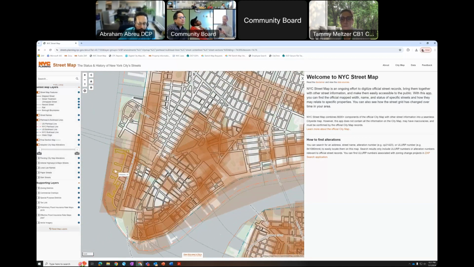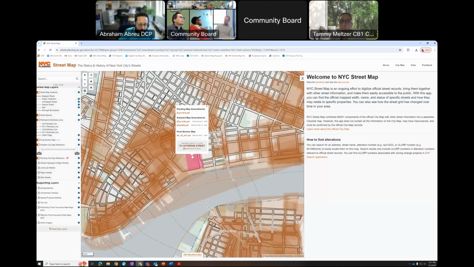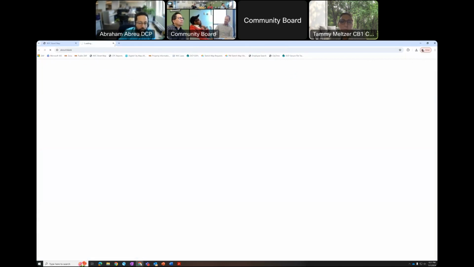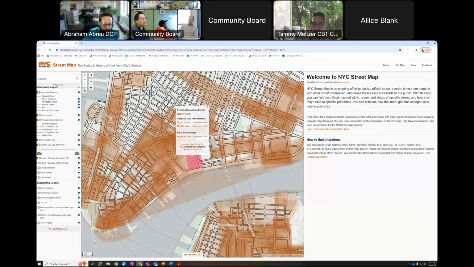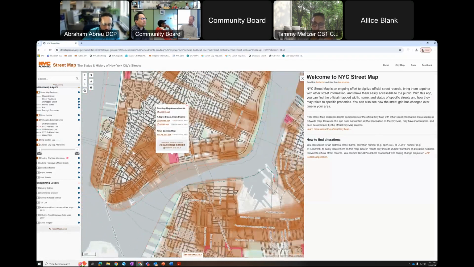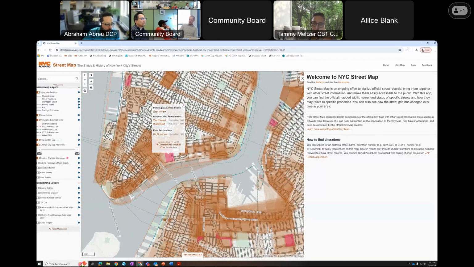Other layers you can turn on, you have pending city map alterations. These come up in this purple, pink color. These are maps that haven't been filed yet, but we have them on record. I believe these would have passed ULURP. Great. So that's not a complete data set, but that is something informational on there.